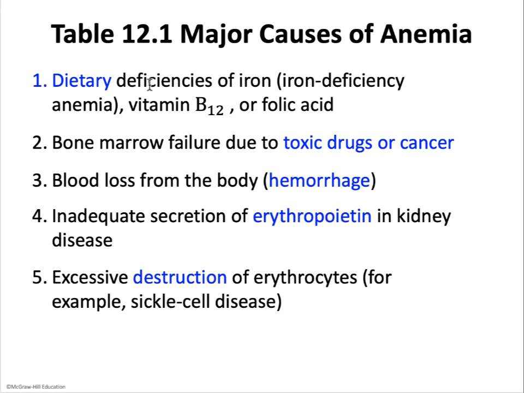The first one is deficiency in the diet of one of the three commodities that we spoke about earlier, either iron, vitamin B12, or folic acid. Number two is a failure in the bone marrow due to cancer or toxic drugs. Number three is hemorrhage, not enough blood in the body. Number 4 is the lack of production of erythropoietin in kidney cells. And number 5 is the excessive destruction of erythrocytes in diseases like sickle cell anemia.